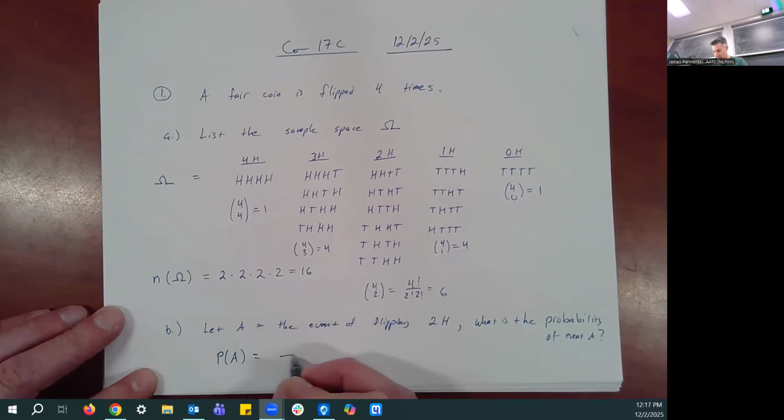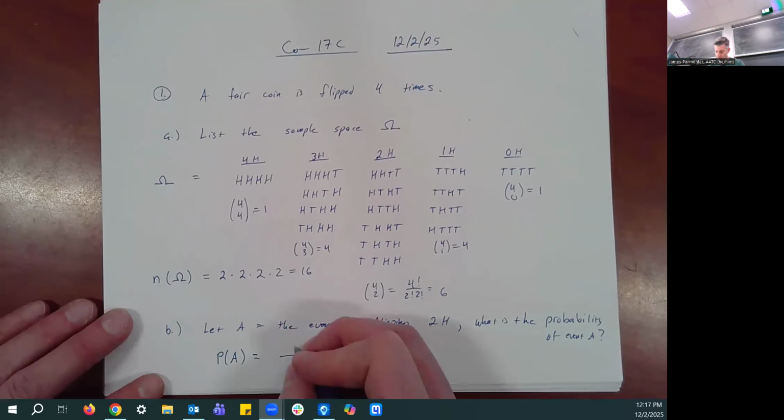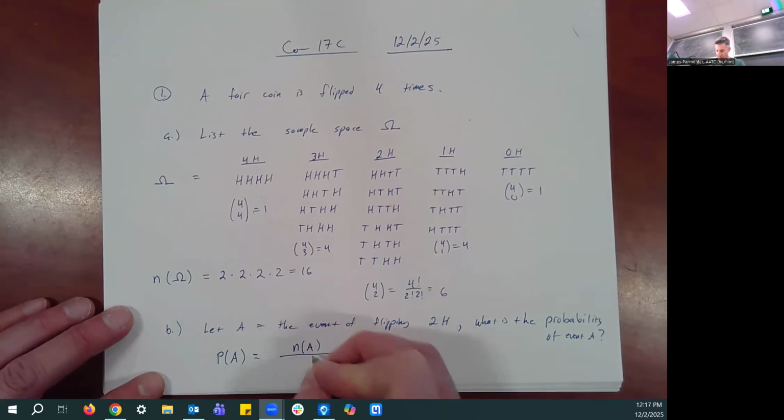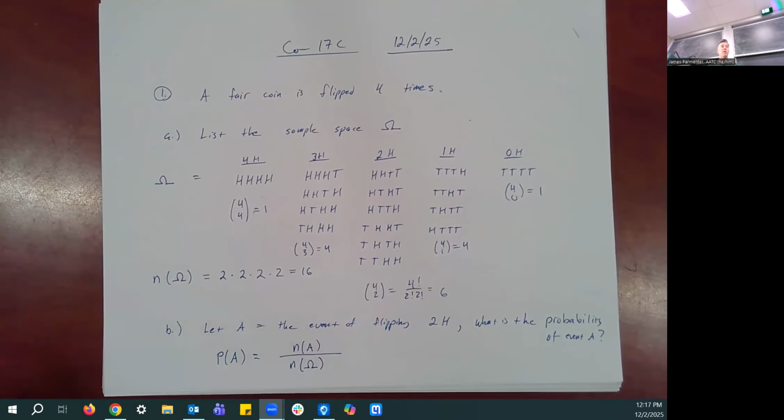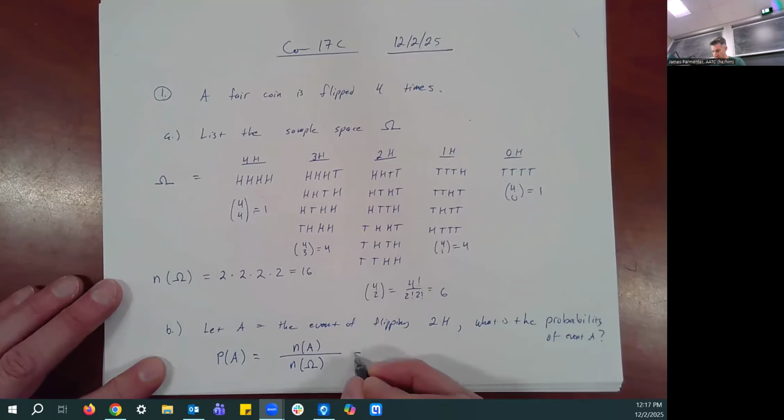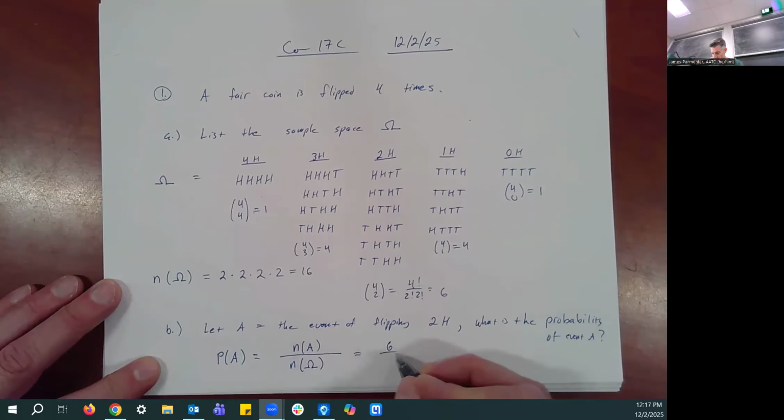is just like we said last time. I know I said this before. The number of ways A can happen divided by the number of ways anything can happen. And that's very generally true. If you're trying to find the probability of something happening, you count up all the ways it can happen, you divide that by all the ways anything can happen, and that's your likelihood or probability of that happening. So that's going to be 6 out of 16, which I would reduce to 3/8.